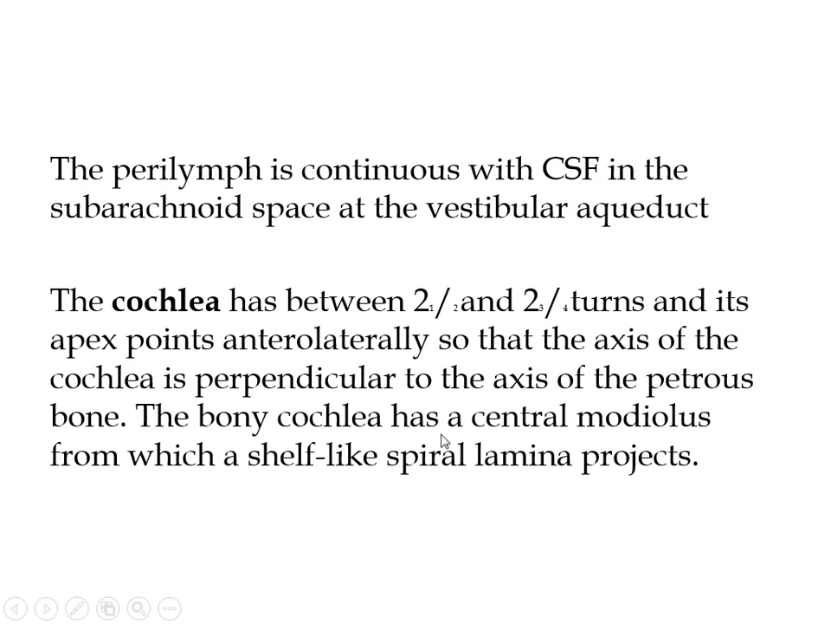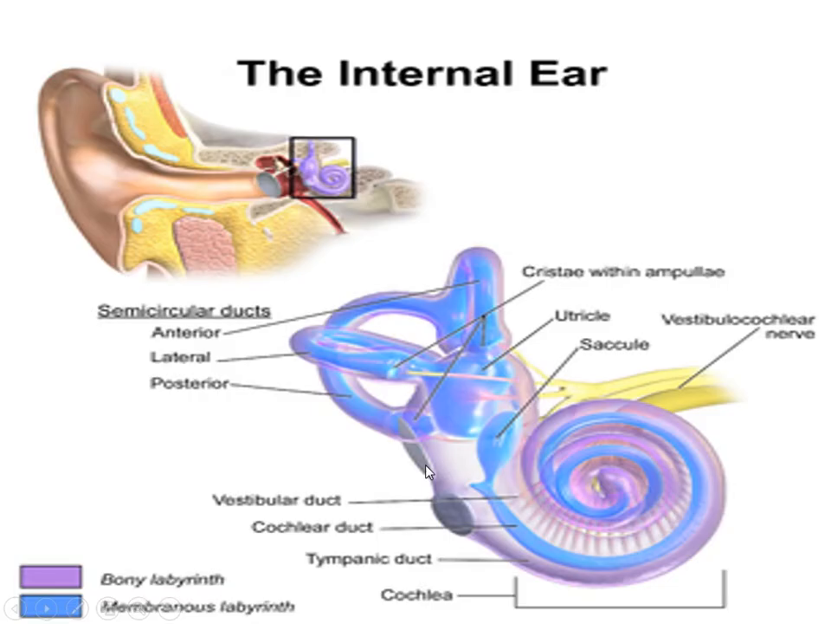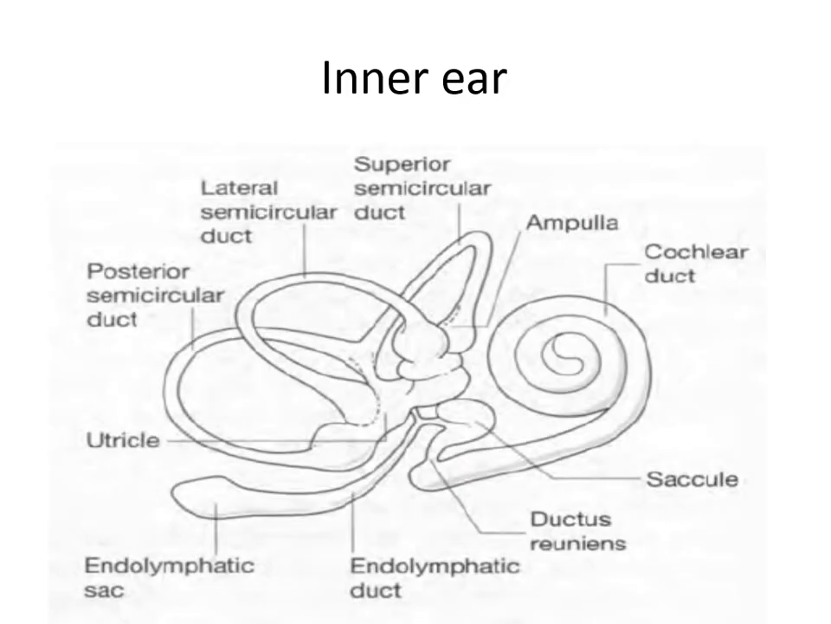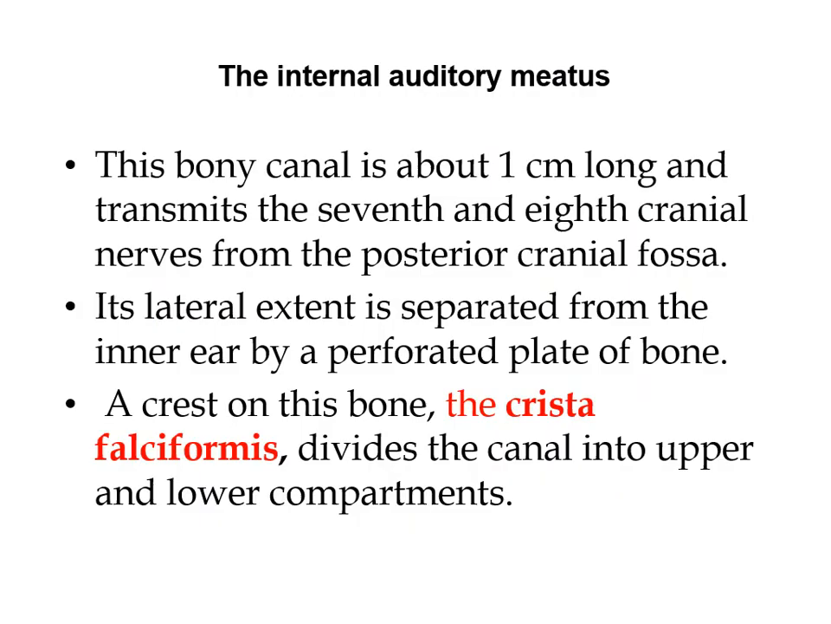It has a bony cochlear central modulus, from which the shelf of the spiral lamina projects. When it mimics the turns, you don't see it here, it is like stairs that are turning. On it, this is called the modulus. On it are the cells that are sensitive to hearing.